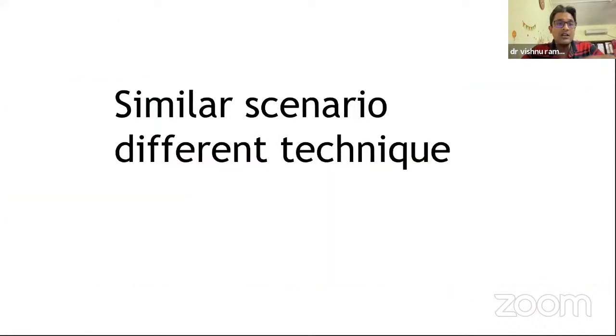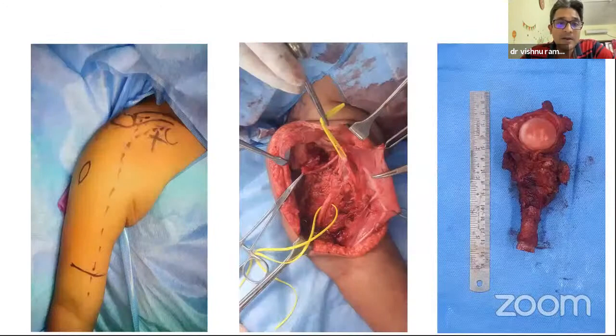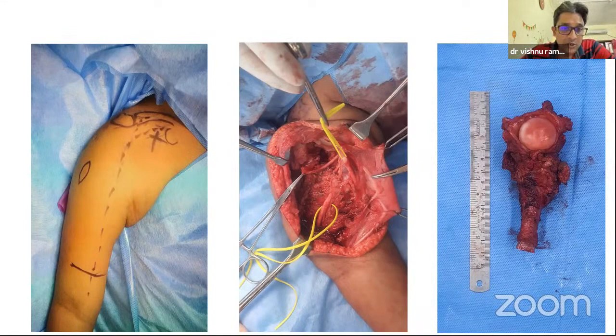I'll just show another similar scenario, but a different surgical technique was used. This patient is a 2-year-old child with osteosarcoma of the proximal humerus who developed a pathological fracture on chemotherapy. He also had a pretty long length of disease, but the pathological fracture had clinically and radiologically united. So here you can see the resection.